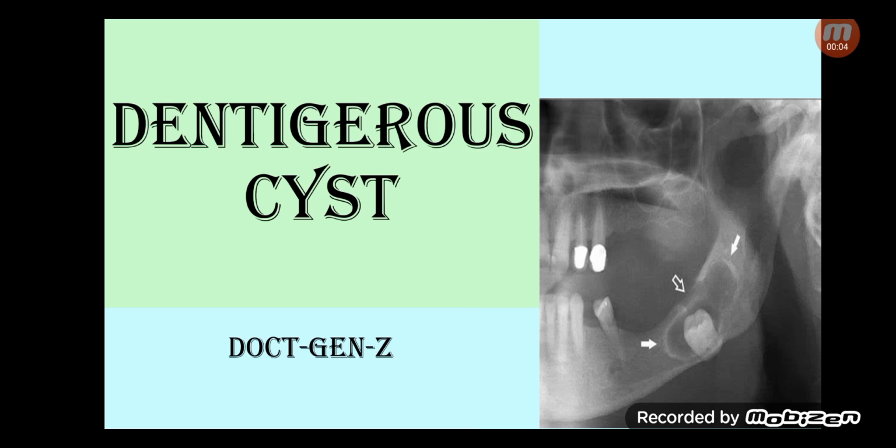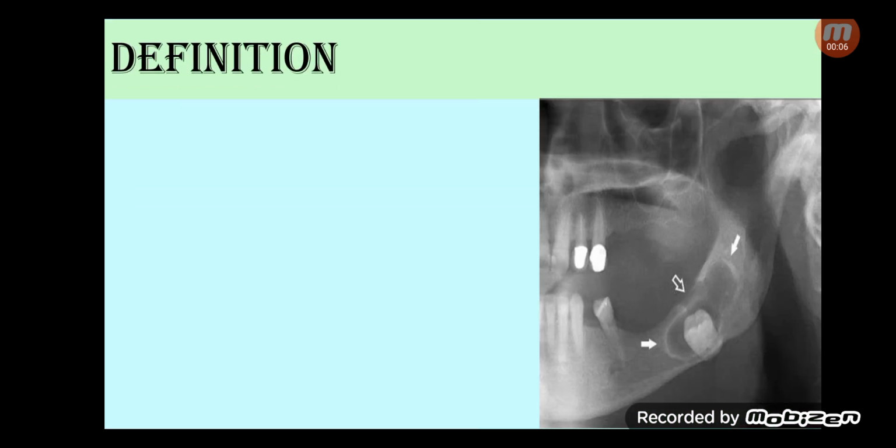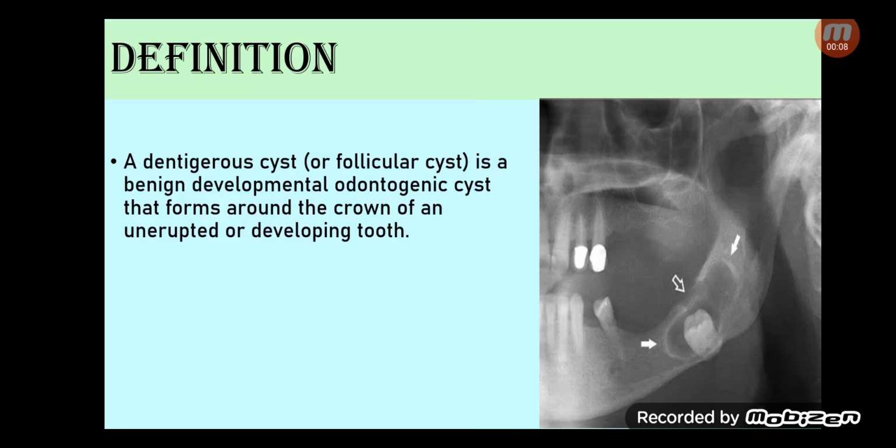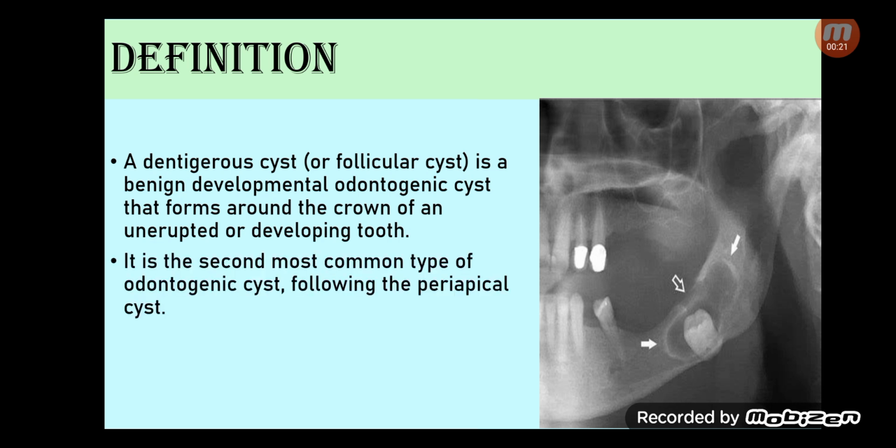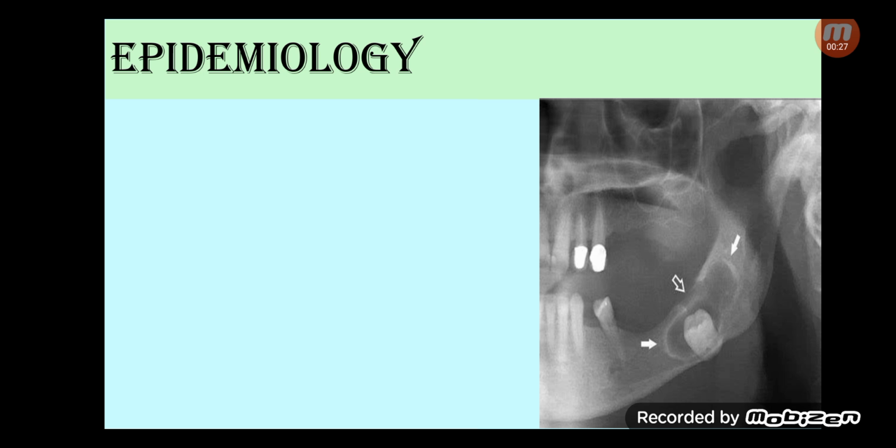Today we are going to talk about dentigerous cyst. We will start our topic with the definition. A dentigerous cyst, also called a follicular cyst, is a benign developmental odontogenic cyst that forms around the crown of an unerupted or developing tooth. It is the second most common type of odontogenic cyst, after the periapical cyst. That is the most common type.